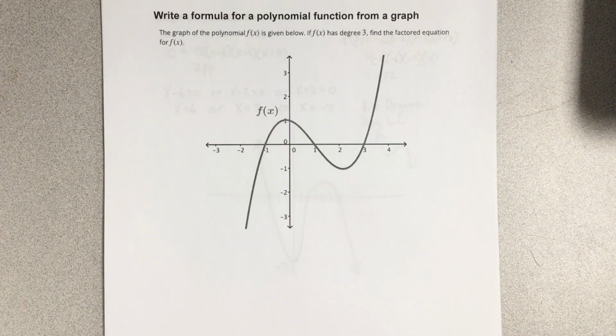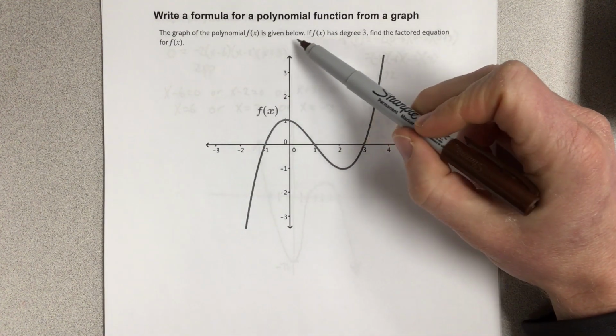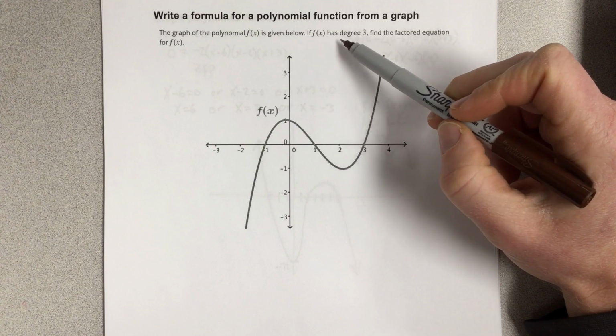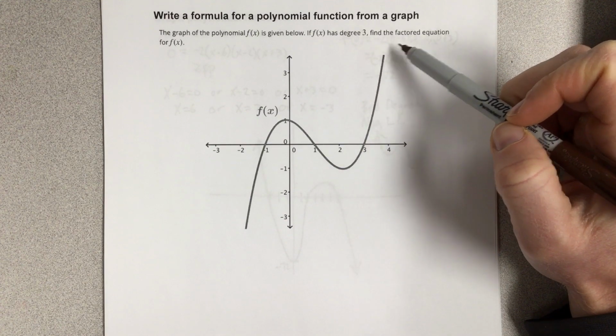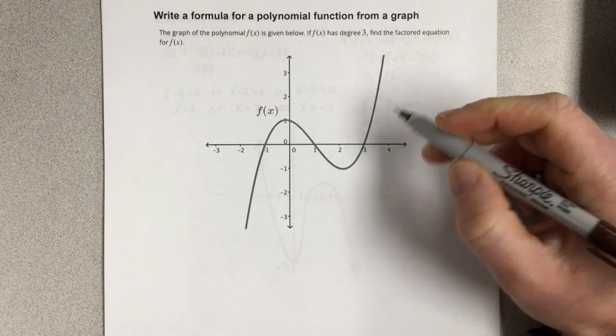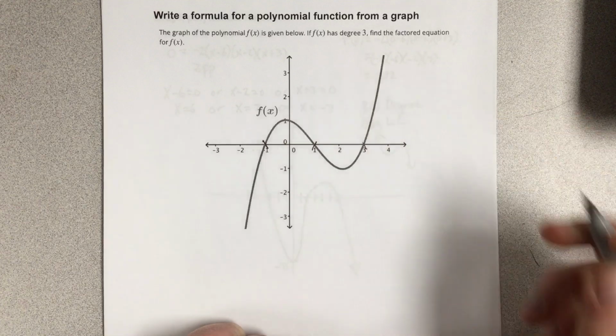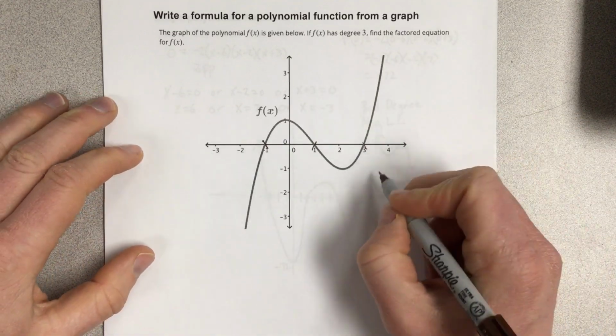In this video we're going to write a formula for a polynomial function from a graph. It says the graph of the polynomial f of x is given below. If f of x has degree 3, find the factored equation for f of x. Well, if it's a degree 3, we can see that we cross the x-axis at 3 different spots. So we have 3 different zeros.